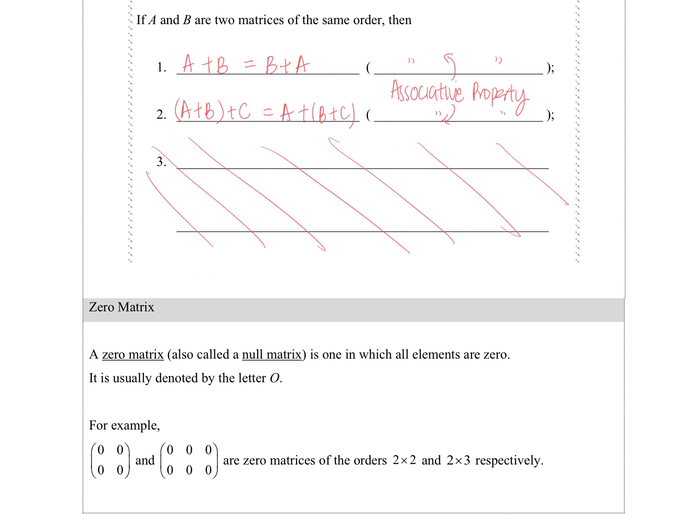Okay? And then we talk about the zero matrix. Zero matrix or null matrix. It just means every single thing that you see inside are zeros. So it's usually denoted by an O for your zero matrix.